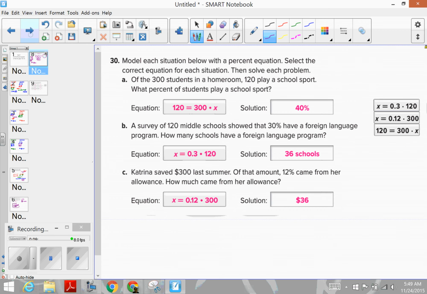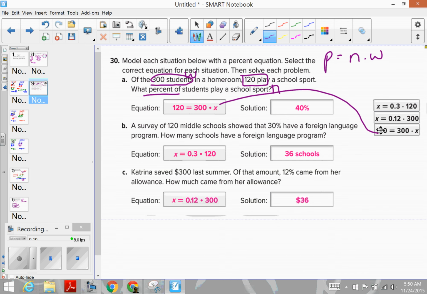All right. Last question. Model each situation below with the percent equation. Select the correct equation for the problem. And then solve each problem. Okay, of 300 students, so this is your whole. 120 play in a school sport, so that's your part. And then they said what percent. So again, P equals percent times whole. So you want 120 equals 300 times X. And that one is this one down here. And when you solve it, it's 40%.